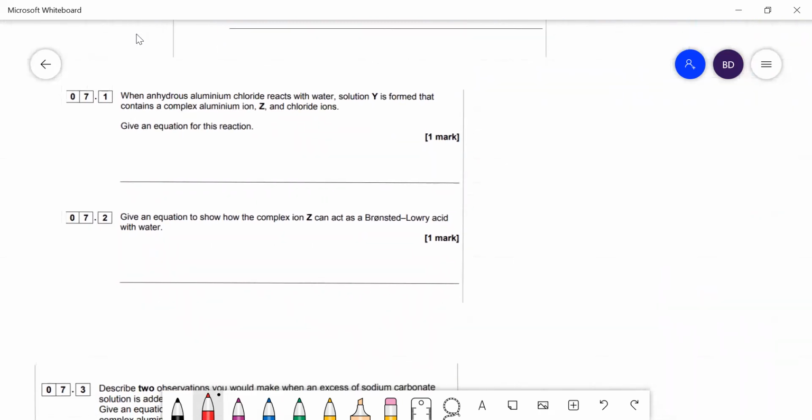Okay, so anhydrous aluminium chloride reacts with water. A solution is formed that contains a complex aluminium ion and chloride ions. Let's write an equation for that. Okay, so we get AlCl3 solid.